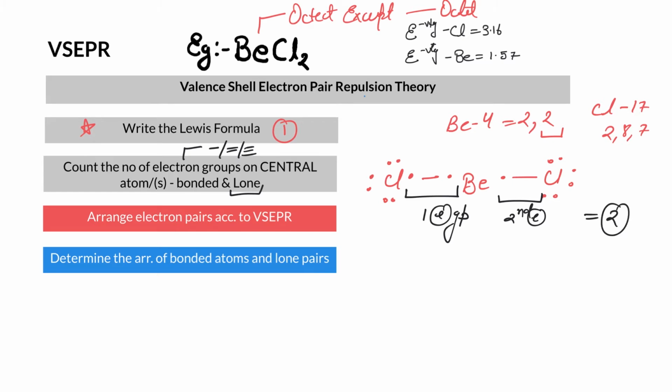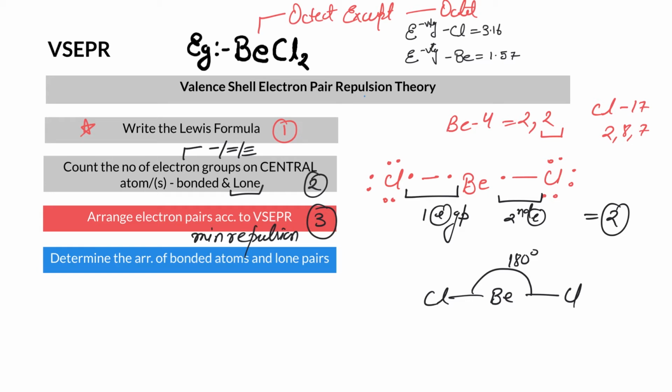Now, arrange the electron pairs according to the VSEPR theory, that's step number 3. You have to place the electron groups around Be such that there is minimum repulsion. I hope you remember this, right? So, the best way to do it is to place them at an angle opposite to each other, 180 degrees. So you can simply say that the electron groups must be linearly opposite to each other.